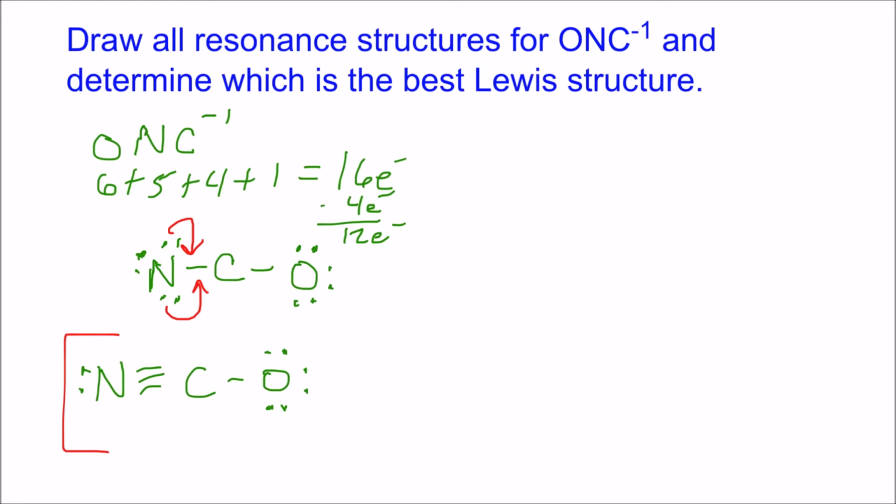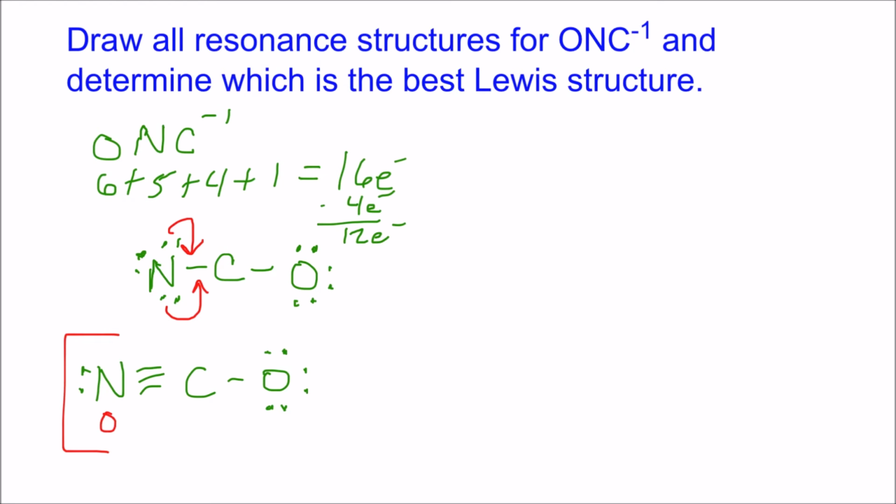Let's check our octet rule. We've got 2, 4, 6, 8 around nitrogen, 2, 4, 6, 8 around carbon, and 2, 4, 6, 8 around oxygen. So, awesome. Now we need to do our formal charge. So, nitrogen's supposed to have 5. So it's got 1, 2, 3, 4, 5. So that gives me 0 charge.